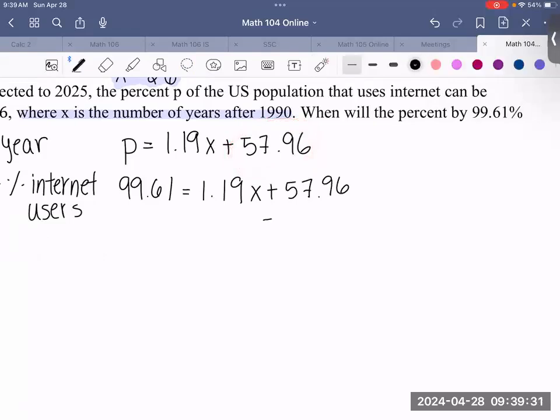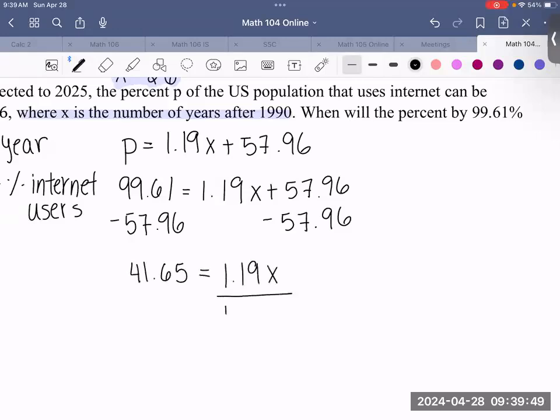So again, let's subtract out the constant. We should get 41.65 is equal to 1.19x. We can divide.